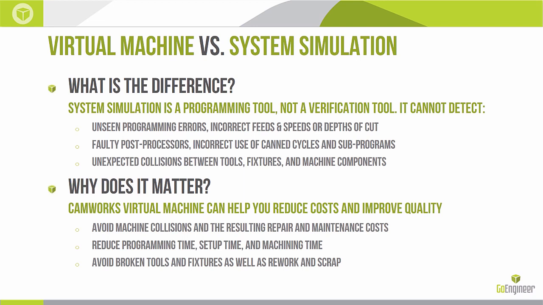Unforeseen programming errors, incorrect feeds and speeds or depths of cut. These are things that simulation within a standard CAM system don't look for. Faulty post-processing. Anything that's going to happen in the code is completely invisible to the system simulation. Things like CAM cycles and subprograms incorrectly being generated. And then lastly, since we're in the full machine environment, unexpected or hard to anticipate collisions between the tools or fixtures and other machine components.